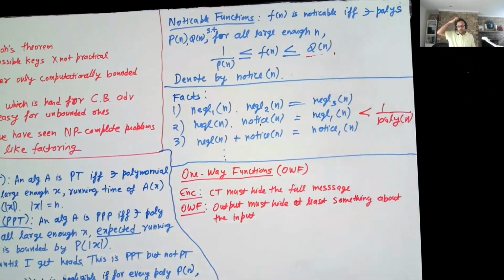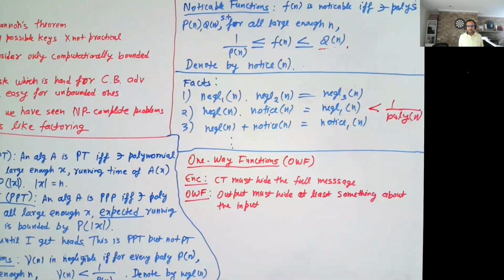In other words, the output or the ciphertext, you can call it whatever you want. The only thing which we want is that it should not leak the entire input or the entire message. If it leaks like half of it, that's fine. So in some sense, one-way functions ask for a much weaker requirement compared to encryption schemes, and that is why we will start with one-way functions.